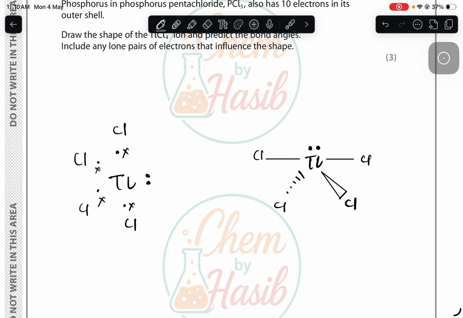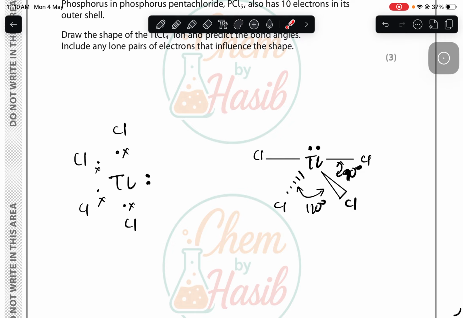And they asked you to show the bond angle. There are 2 different bond angles here. One bond angle will be around 120 degrees. Another bond angle will be 90 degrees, right? You can also decrease the bond angle by 2.5 degrees. For example, you can decrease this bond angle of 120, because if there is one lone pair, it decreases the bond angle by approximately 2.5 degrees.